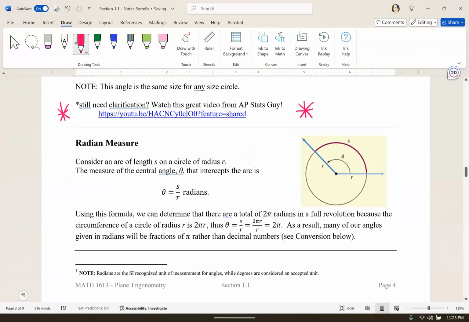Okay, so radian measure. Consider the arc length of a circle. As you can see, this part out here is the arc length. That is going to be S on a circle with a radius of R. The central angle, which is theta, you're always going to hear us refer to that central angle as theta. It intercepts that arc like we talked about. So therefore, that arc length gets divided by the radius. And if you think about it, that kind of makes sense.